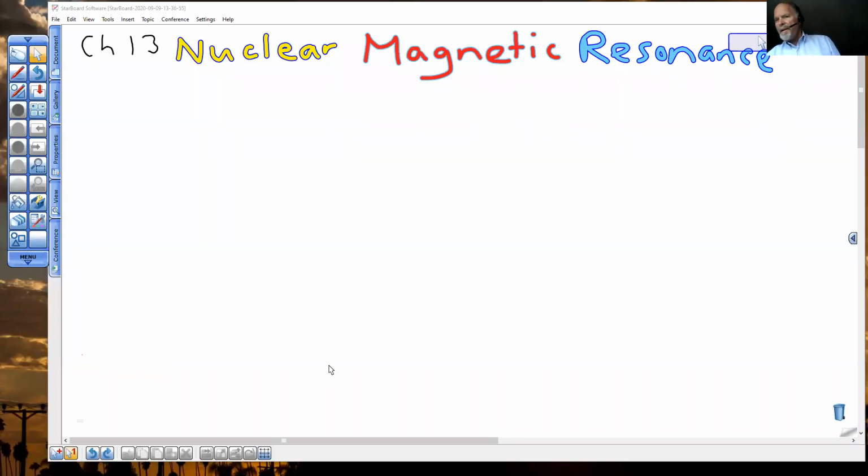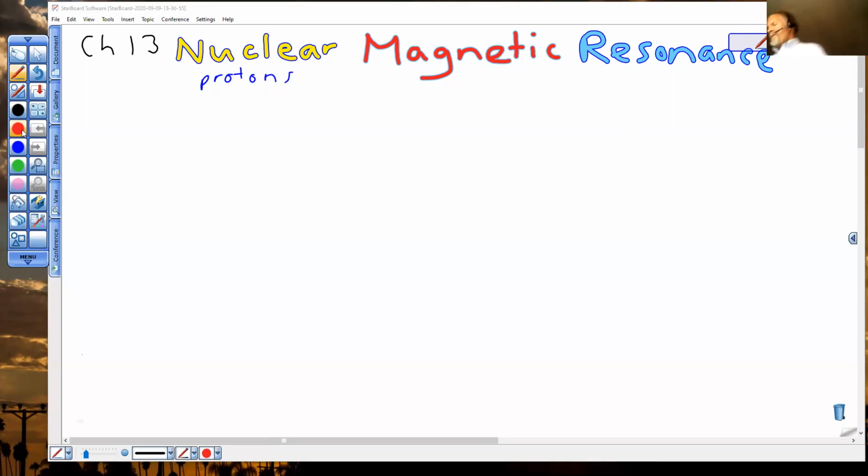And here we are looking at nuclear magnetic resonance. Let's break down these three words. What is special about the nucleus that allows nuclear magnetic resonance to happen? Well, the nucleus is where protons live. What do you need to know about magnets to be successful in your understanding of Chapter 13?